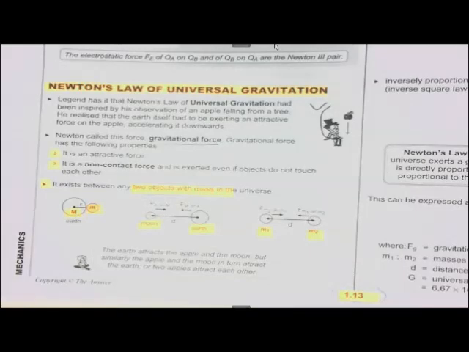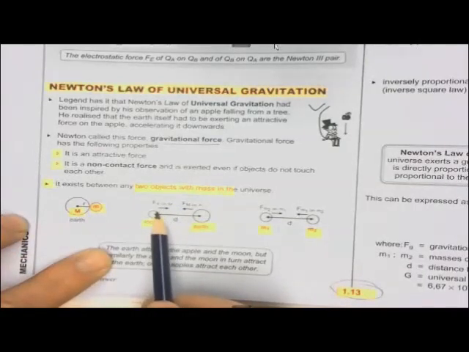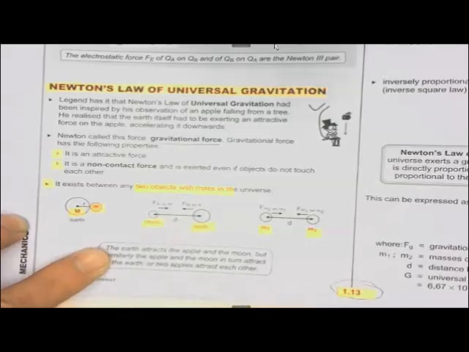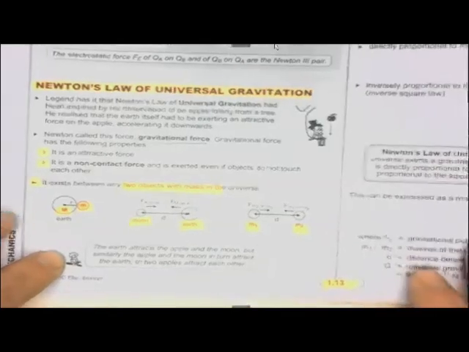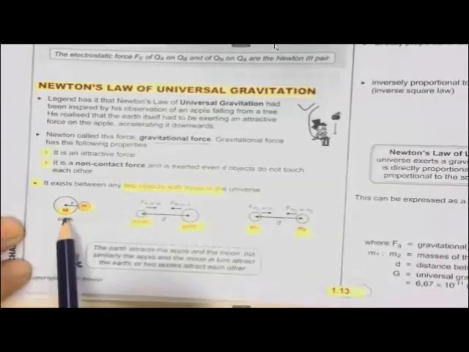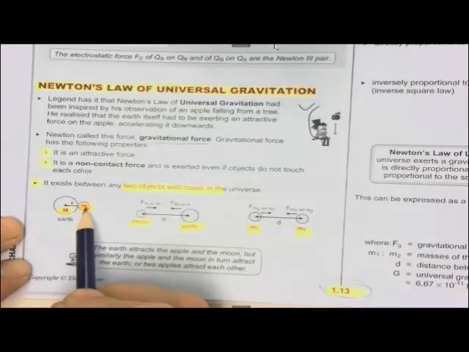Another characteristic is that the force of the Earth on the Moon is an attractive force, so it would be towards the Earth. And the force of the Moon on the Earth will be an attractive force towards the Moon. Those two forces are of the same magnitude. They are opposite in direction, but of the same magnitude, even though the masses differ. The mass of the Earth is much bigger than your mass, but still the force with which they attract one another is the same.